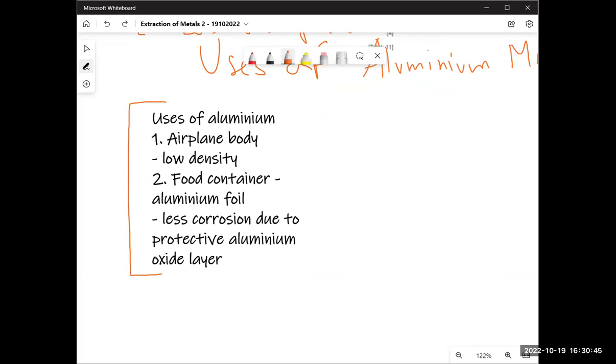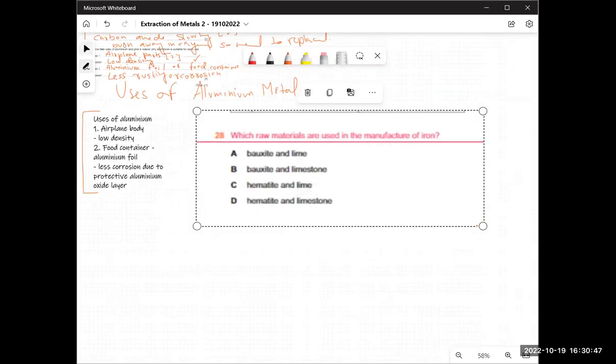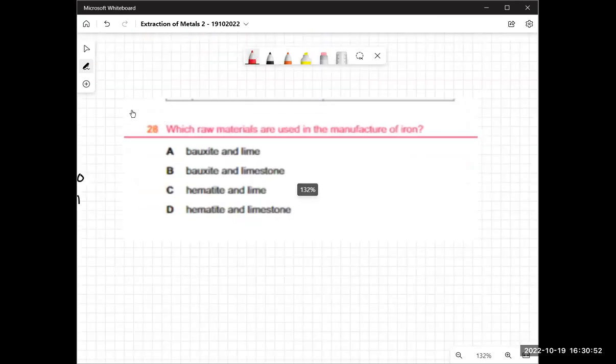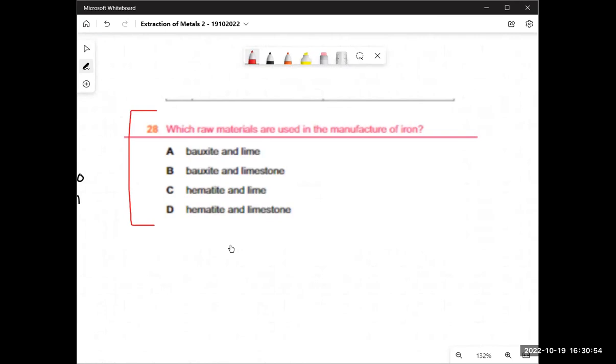Now, this is not related to aluminium or this class, but this is from last class. Read it and answer. Diana, read this one. Which raw materials are used in the manufacture of iron? Bauxite and lime, bauxite and limestone, hematite and lime, hematite and limestone. What do you think is the correct one for iron?